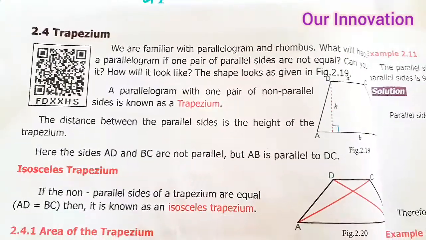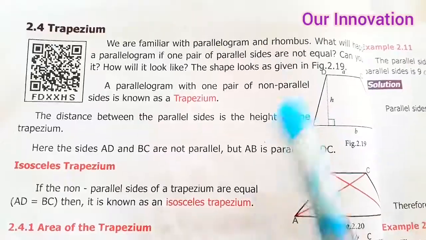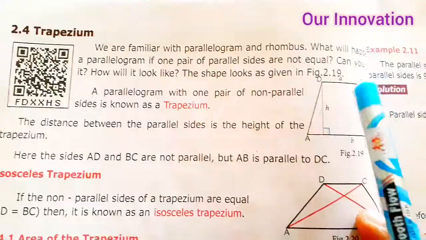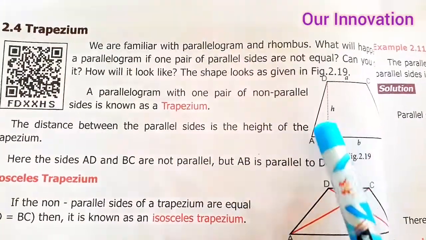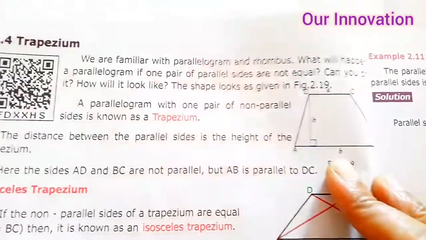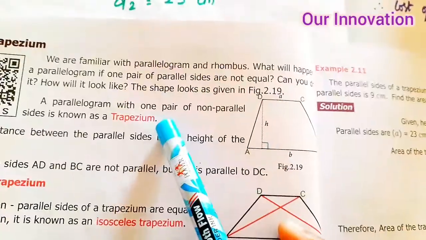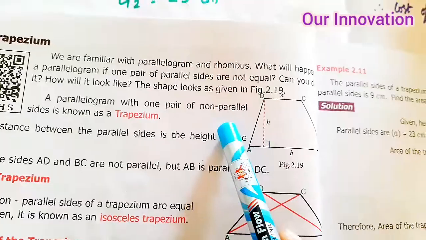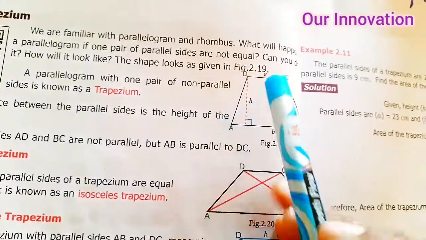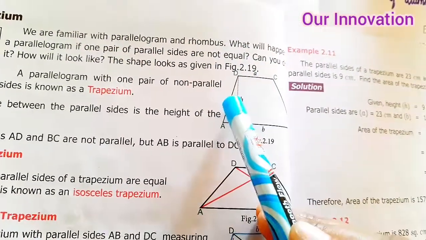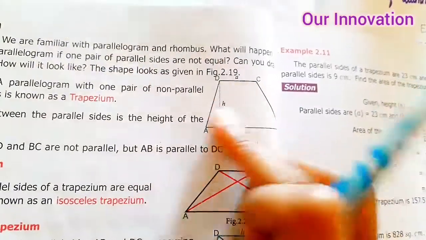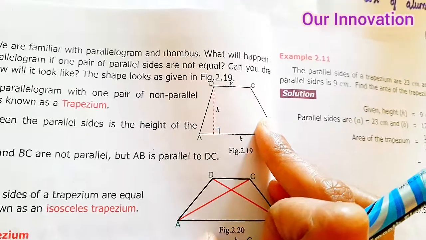Now in this video, we will see the trapezium. A trapezium has one pair of opposite sides parallel, and one pair of non-parallel sides. So this is one pair. Next, in the side, this is one pair. So two pairs are there.